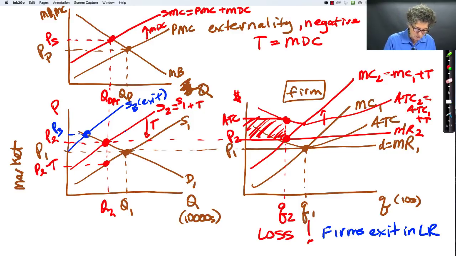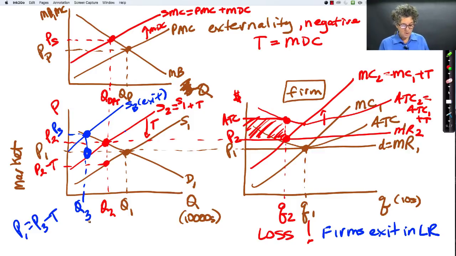That price P3, if I drew it right, I didn't quite do it right, so I'm going to draw a big dot. That price P3 has risen by the full amount of the tax, and so P1 is P3 minus the tax. But here's the interesting point. What's happened to the quantity? The quantity sold in the market's gone down further, and now the quantity is too small.